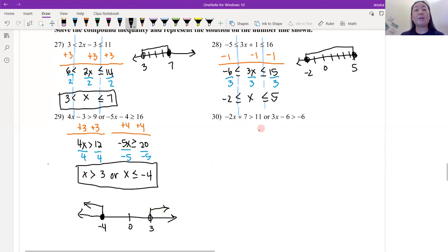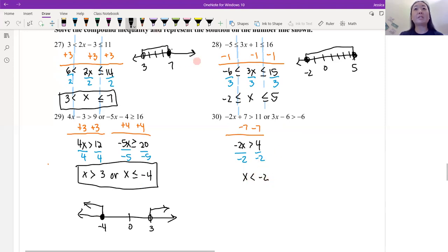All right. And our last problem here, again, we are going to just treat these as 2 separate inequalities because guess what? They are. Now we're going to get -2x is greater than 4. Then we're going to divide both sides by -2. So we got x is less than, because we're dividing by a negative, less than -2.